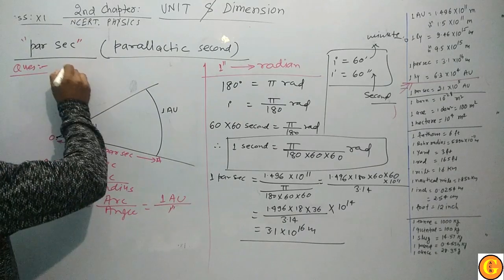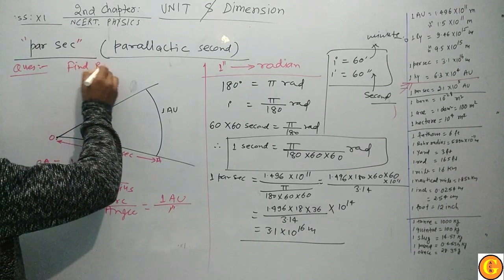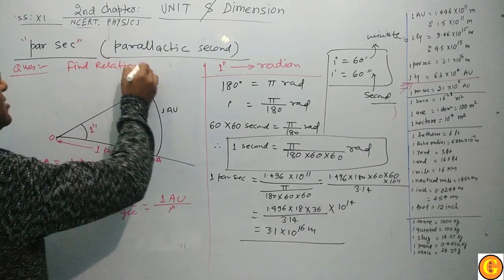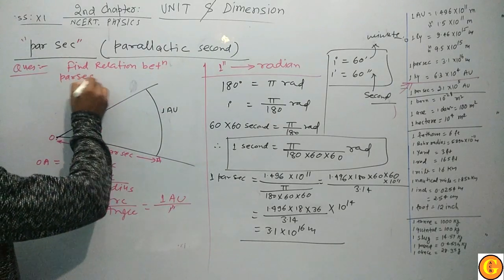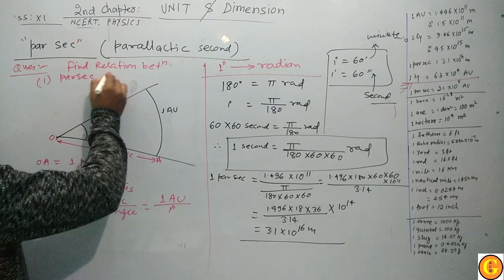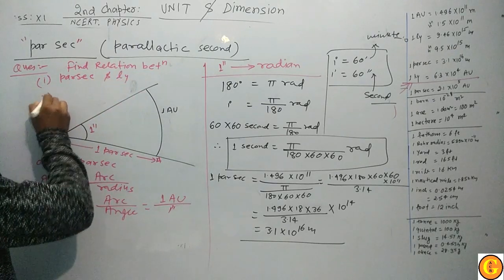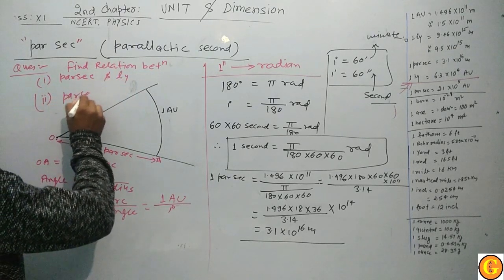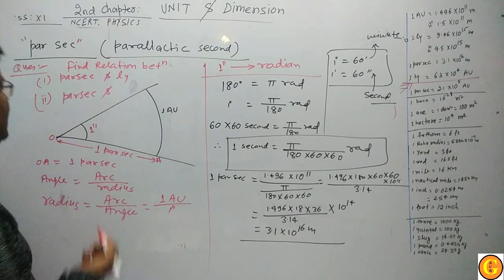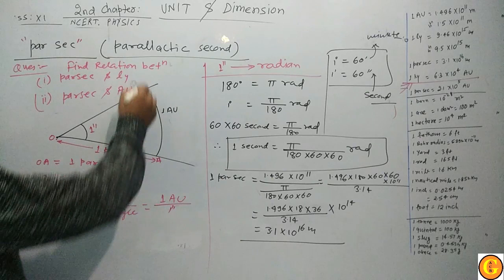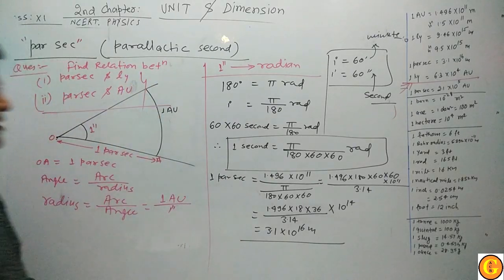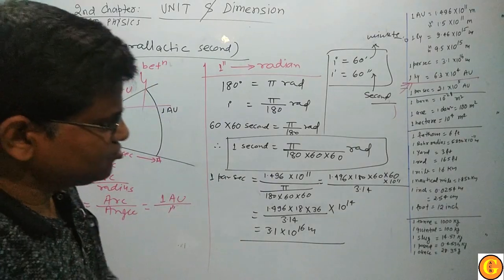You may solve 2 questions. Find the relation between parsec and light year, first, and second, parsec and astronomical unit. Which one is greater, which one is lesser, you may find by dividing the two units.